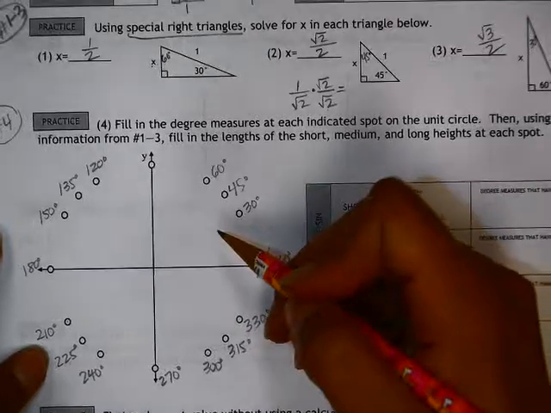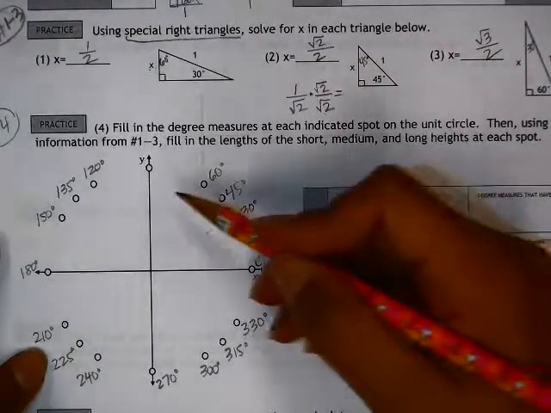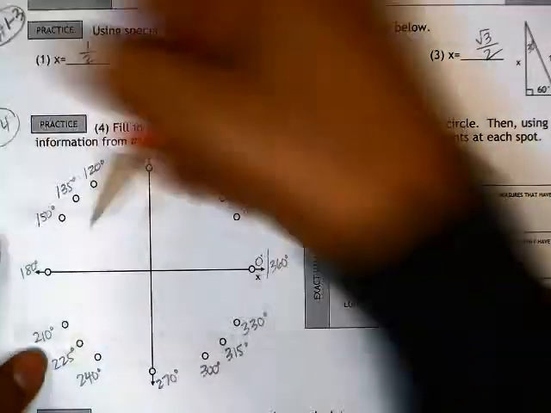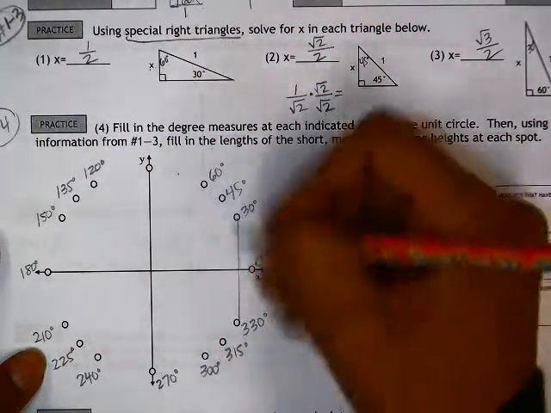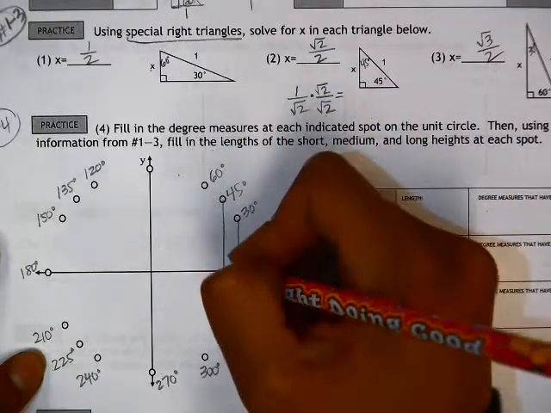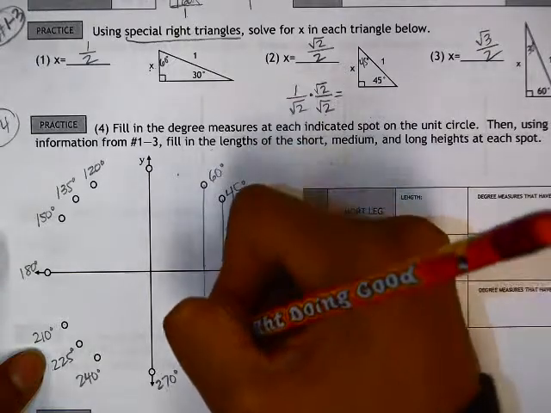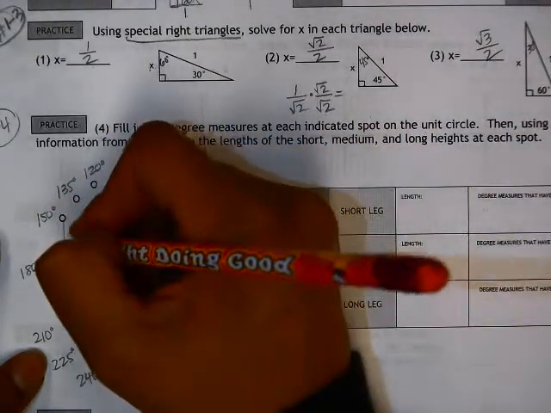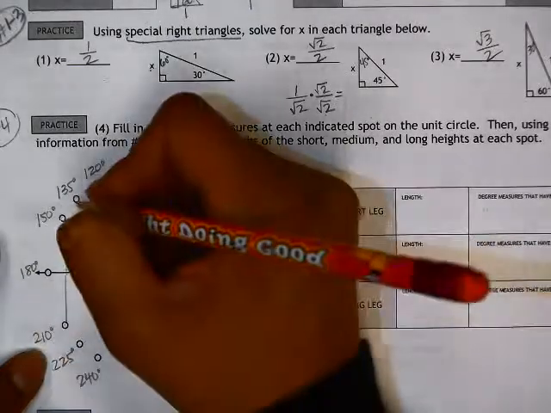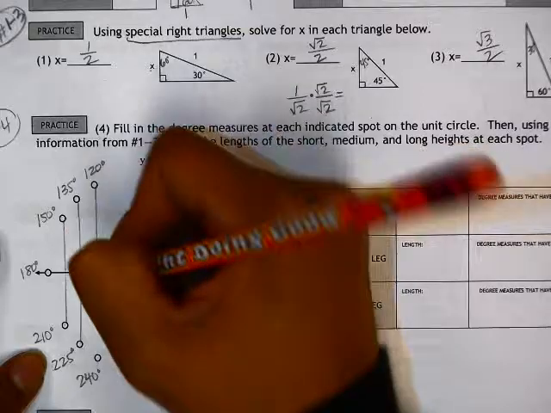So in order to find sine of each of these, we have our short length, we have our medium length, and our longest length. And we're going to draw the same thing on this side. So the short length, the medium length, and the longest length.